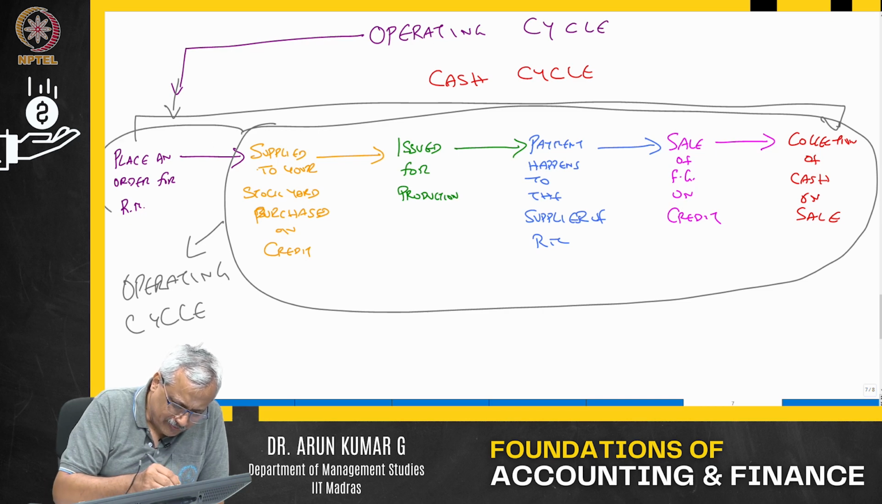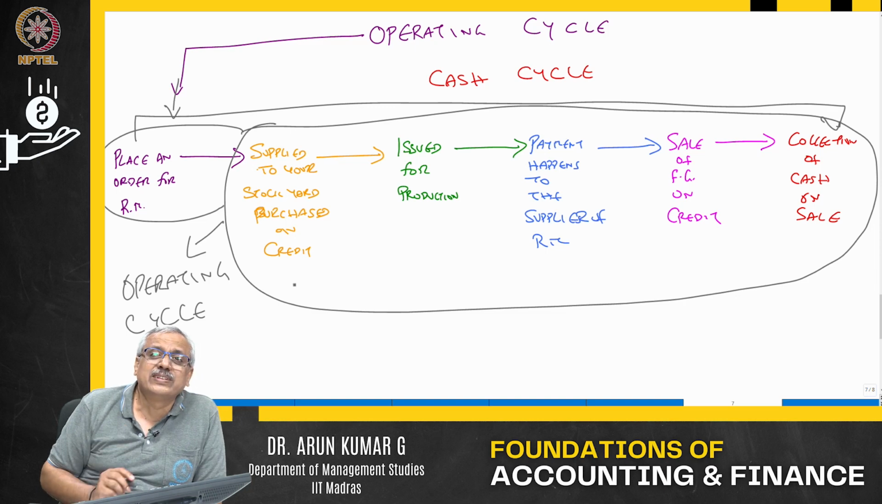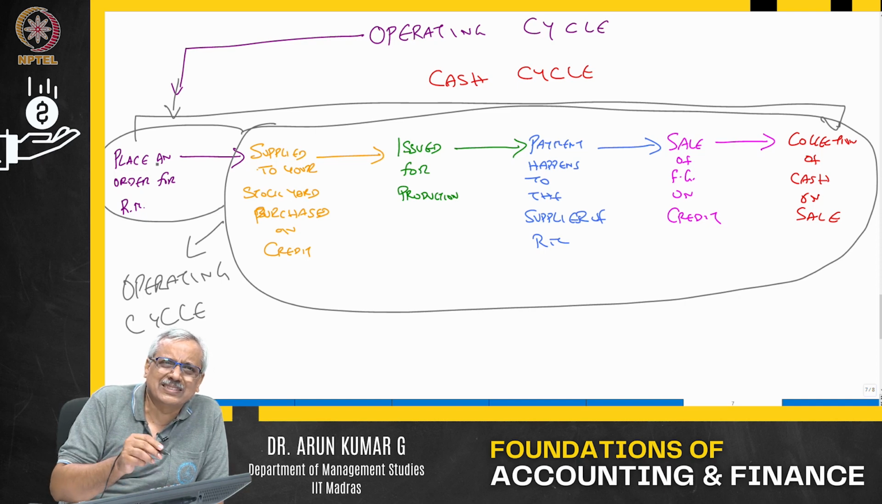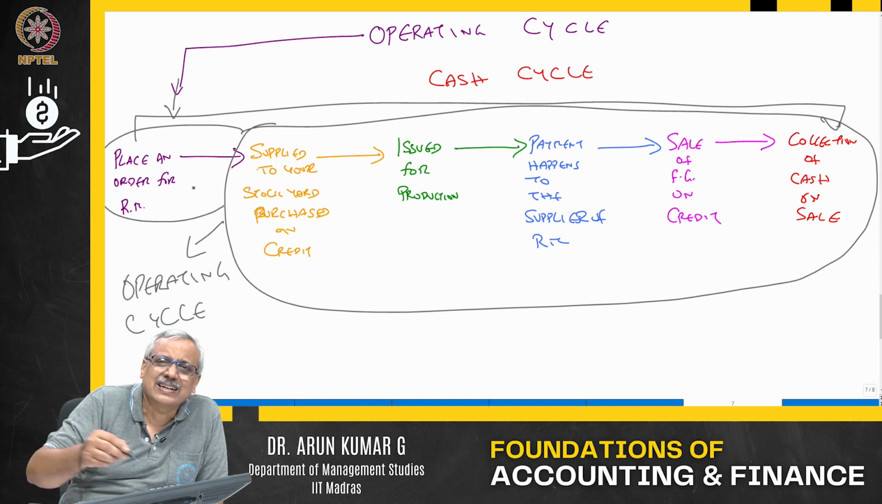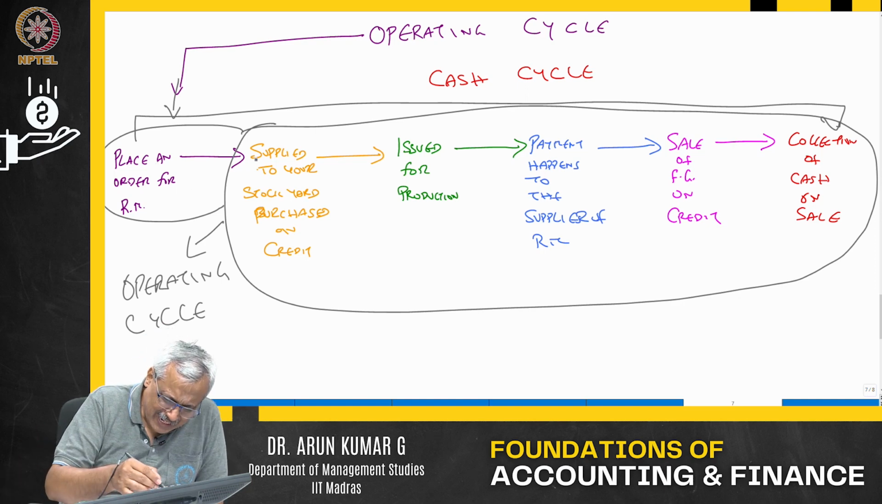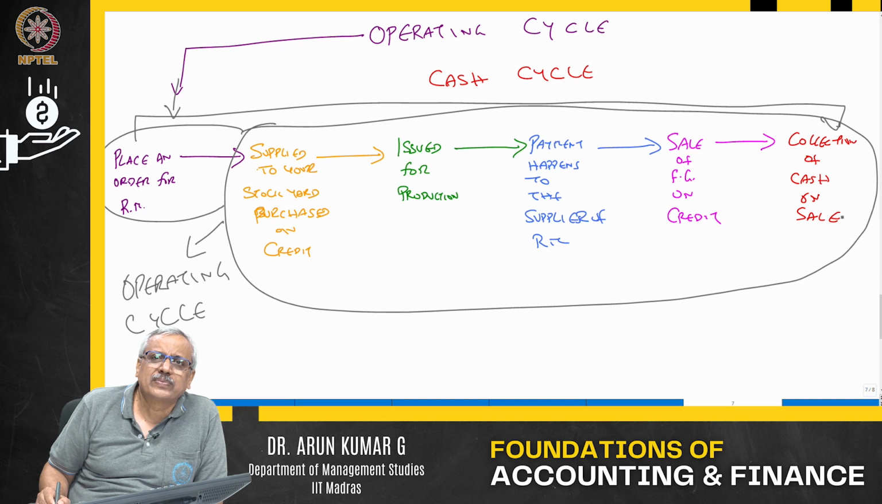Normally it is inclusive of this also, but some textbooks will start from once you received the raw material, but in reality it is from the minute you have placed the order, because from the minute you have placed the order you become obligated to pay. So, from the minute you place the order, the operating cycle starts. Normally some textbooks will say from the minute you have received the goods, but normally this entire process is what we call the operating cycle.